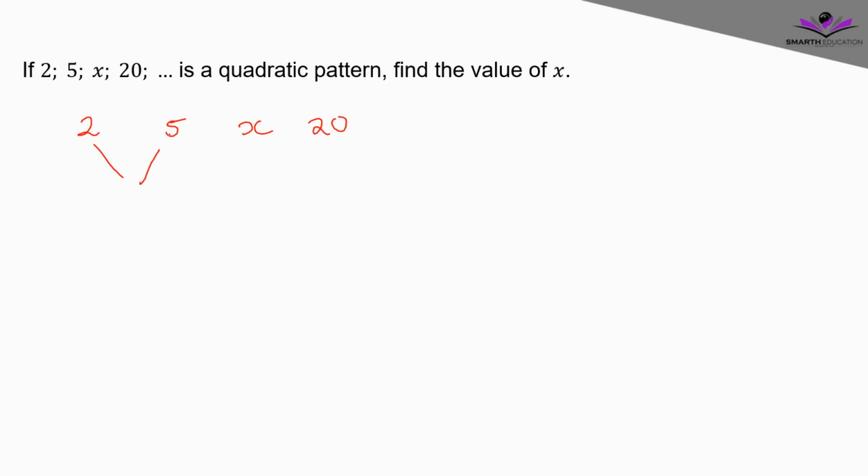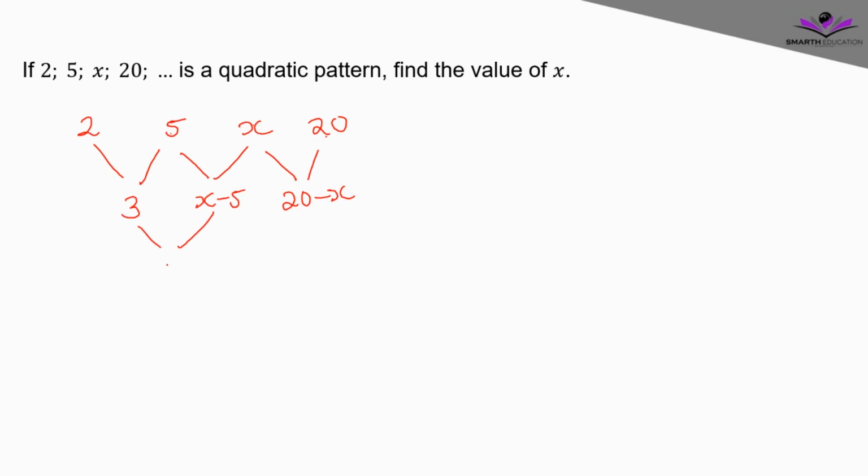So the first difference is 5 minus 2, that is 3. Then x minus 5, we get x minus 5. Then 20 minus x, we get 20 minus x, right? These are the first differences, which are arithmetic or linear, right?